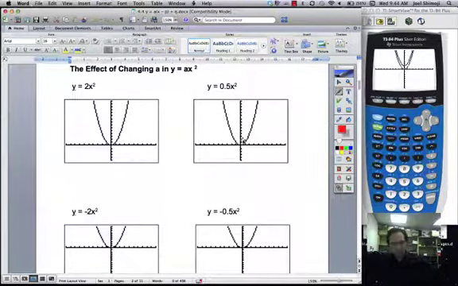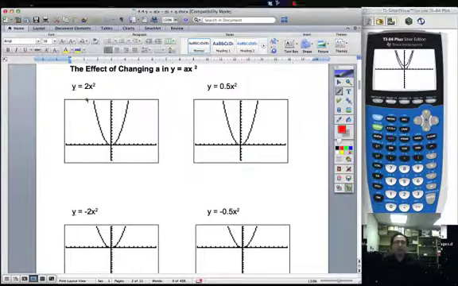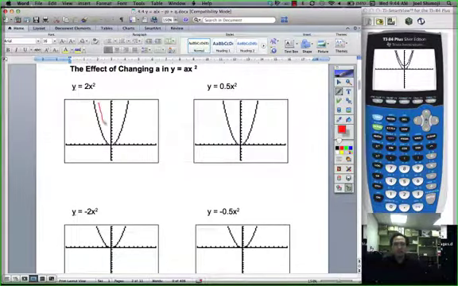What about changing the a value? Well, the a value has two things. If the a is greater than 1, the parabola skinnies up, it gets a little bit thinner. Rate of change is faster. If the a value is less than 1, the parabola gets wider. If you put a negative sign in front of it, it just flips it. So -2 would be thinner than a standard parabola, but now it's facing downwards. And the same thing with a -0.5. It'll be wider than the standard parabola, but also facing downwards.